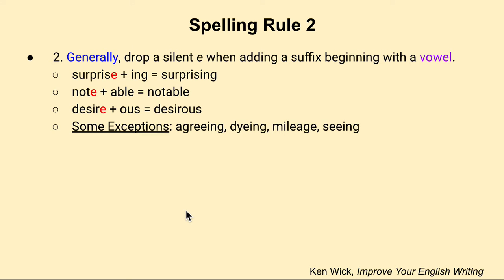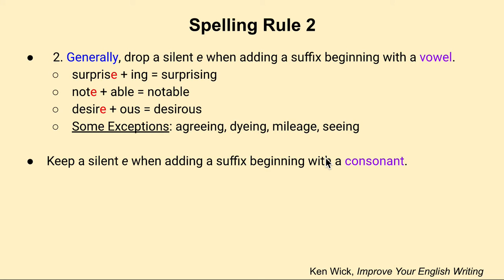But of course, there are some notable exceptions like agreeing, dying, mileage, seeing. So there are some exceptions. But it's a good general rule to know that when you have a silent E and you're adding a suffix with a vowel, you drop the E.